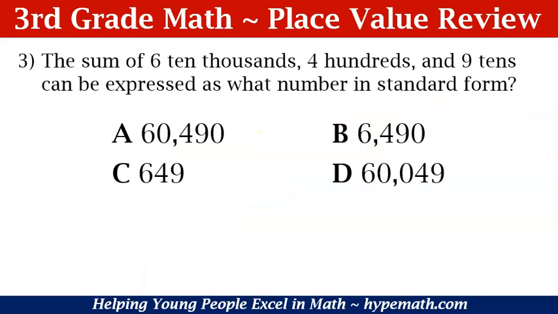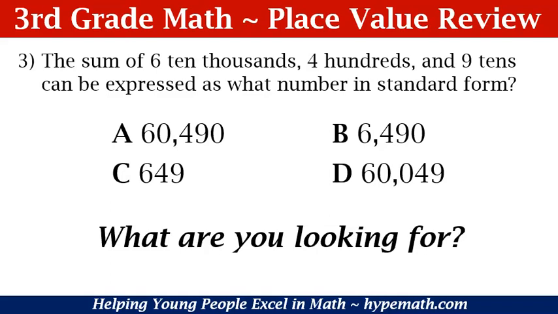Let's move on to number 3. The sum of 6 10,000s, 4 hundreds, and 9 tens can be expressed as what number in standard form? We have A, 60,490, B, 6,490, C, 649, and D, 60,049.